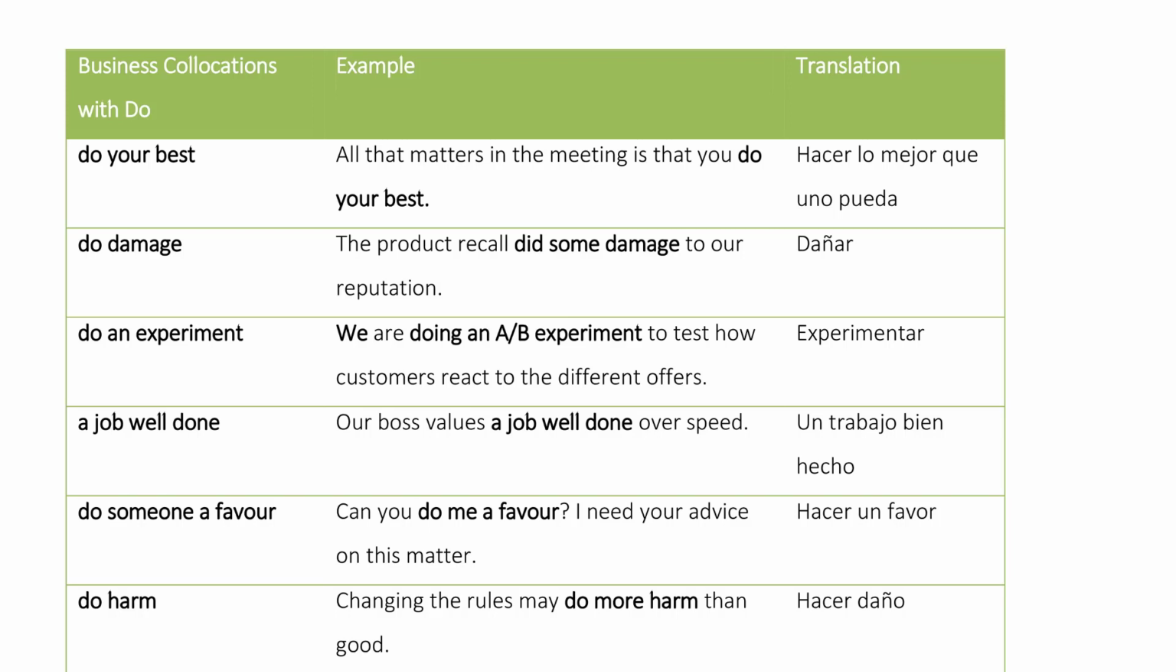Do an experiment. We are doing an A/B experiment, or an A/B testing experiment, to see how customers react to the different offers. So that's experimentar. A job well done. Our boss values a job well done over speed. So un trabajo bien hecho.